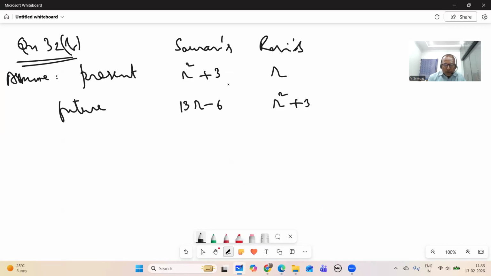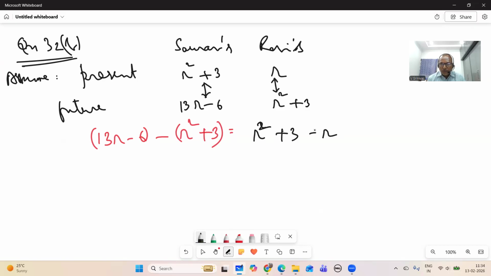Now, the time lag between these two ages of Saurav will be the same as the time lag between these two ages of Ravi. We'll equate them and obtain a quadratic equation. So what do we have? We have 13r minus 6 minus (r square plus 3) is equal to r square plus 3 minus small r.